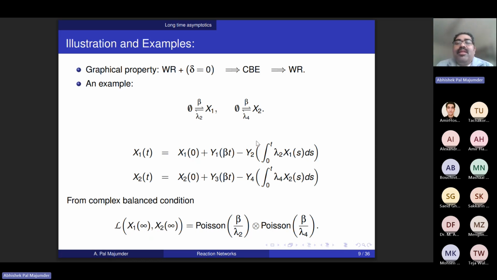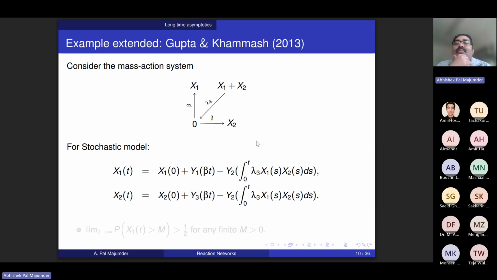But then there is another reaction, a particular case where the reaction is no longer weakly reversible. I'm not going into too much detail, but it is expressed in this particular paper, 2013, that this is no longer an ergodic reaction, which basically means that it does not have a long time limit.